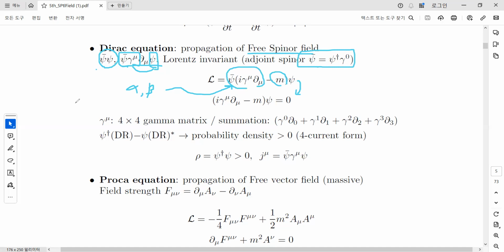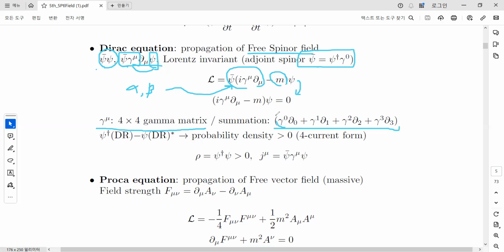But such a gamma matrix has deeper and more interesting meanings from the algebraic point of view. Such a gamma matrix, the 4x4 gamma matrix, and maybe in the next videos I will talk about what the gamma matrix is in more detail. And such a mu index is constructed, so the gamma matrix is contracted with the partial derivative, with the index also here.